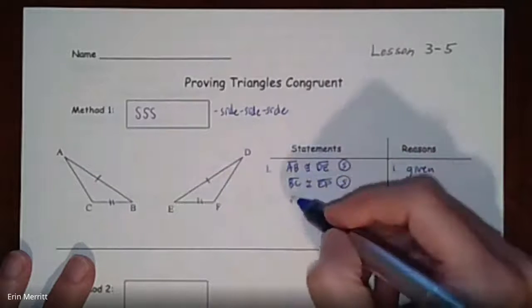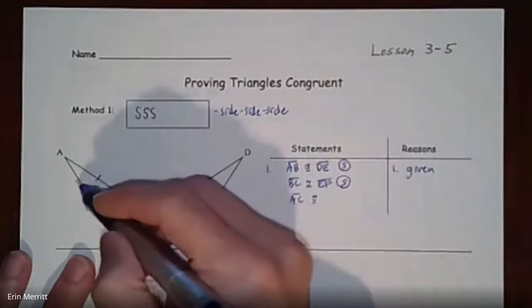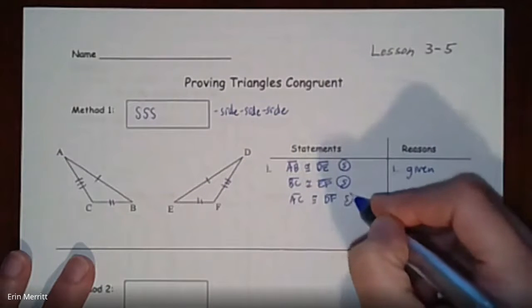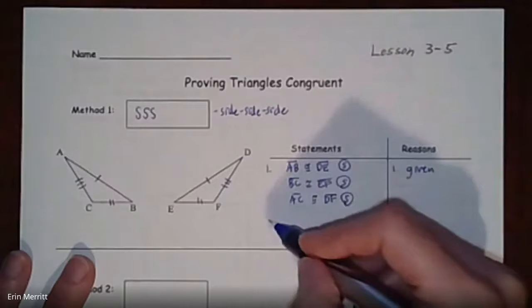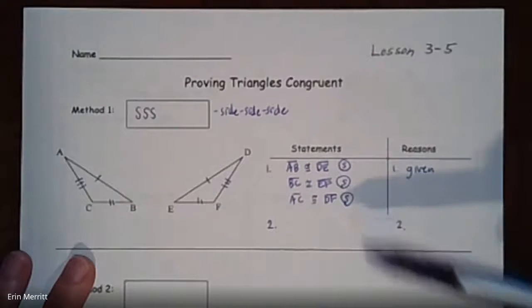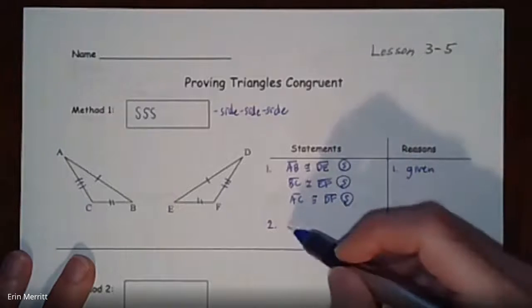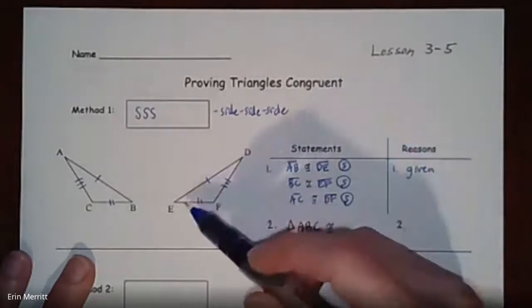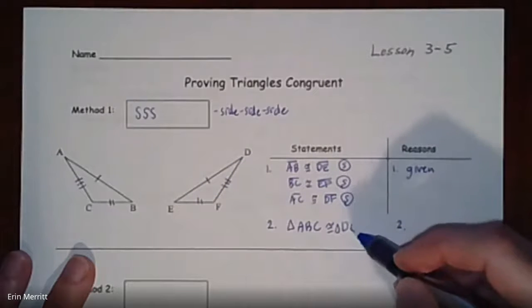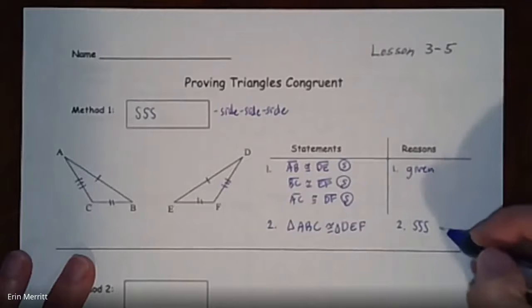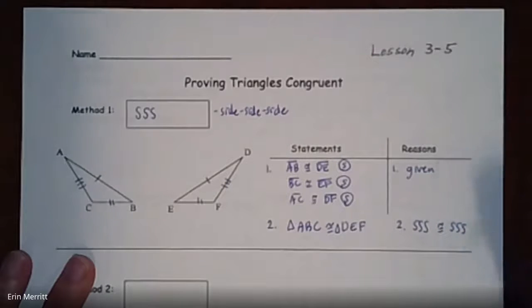And then you'd have the last pair, AC congruent to DF, and that would be your third pair of sides. On a longer proof, there might be some other steps in here as well, but ultimately you need to get each pair of the sides congruent. Then you'd be able to say that triangle ABC is congruent to triangle DEF. And the reasoning would be that side, side, side of one triangle is congruent to side, side, side of the other. And that's what the proof will look like.